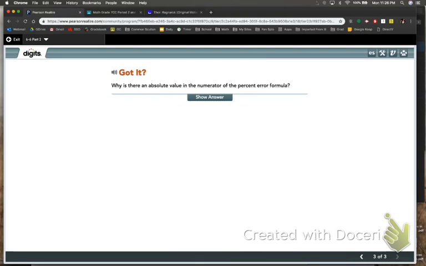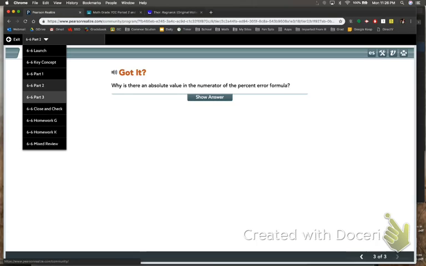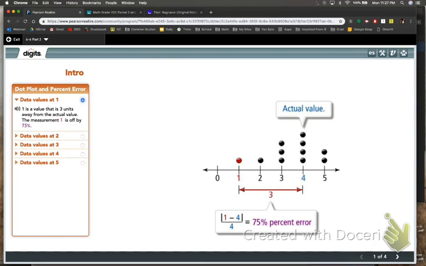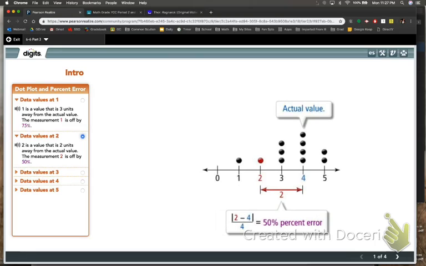Absolute value is important to understand, because we were just looking for the percent error, not negative or positive. Alright, let's take a look at this. Some people aren't very familiar with it: if you open up the side and click on the dot, it opens up what they're talking about. 1 is a value that is 3 units away from the actual value. The measurement 1 is off by 75%. Okay. You can continue by looking at different things.